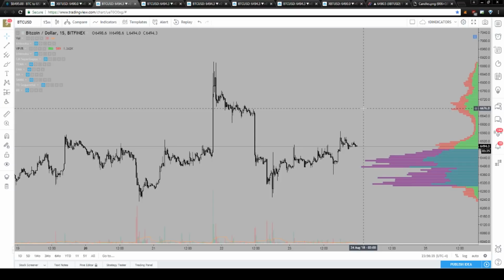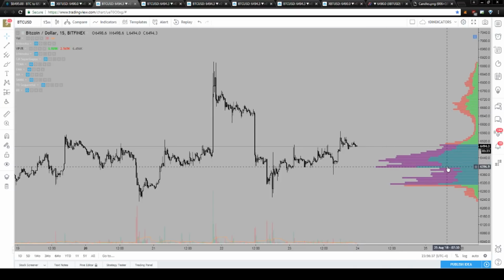As always, it should just be used for confluence. It's not something where you say, oh, VPVR shows support here, so here's support. No, plot out your support and resistance levels, use your VPVR for confluence, and see if it's also showing a lot of volume in that area. Typically, if there's a lot of volume in an area, it could mean a lot of people opened positions at that point, and they're going to look to protect it. That's why you can see them as support.